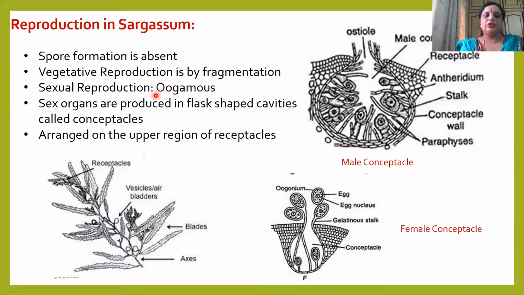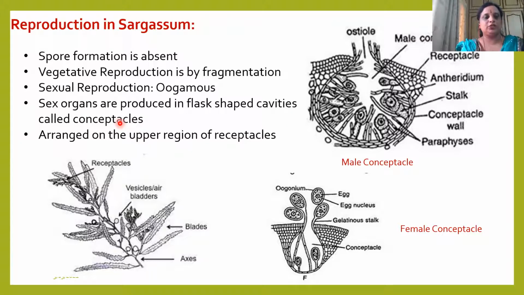However, sexual reproduction is also observed. Here it is oogamous, that is by the formation of oogonium, oogonium carrying the egg inside them. Because of the formation of this oogonium, the method of reproduction is called oogamous, and sex organs are produced in flask-shaped cavities called conceptacles.